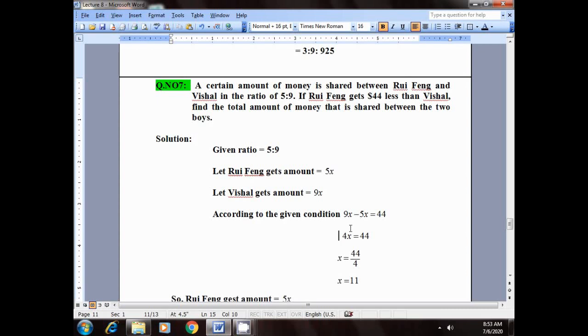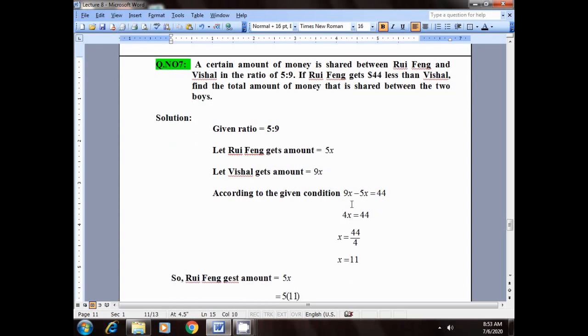Let us subtract this 5x from 9x. Now the difference is 4x. If we subtract 5x from 9x, we will have the difference 4x equals 44. Actually we want to find the value of this variable x. So let's take this 4 to the right side of the equation. Here you see 4 is multiplying by x.